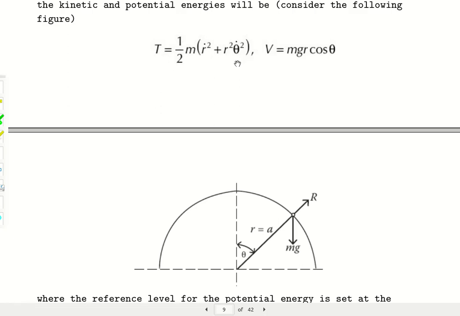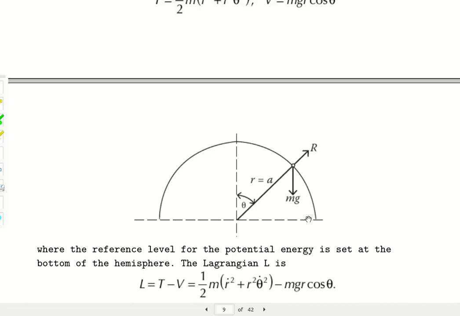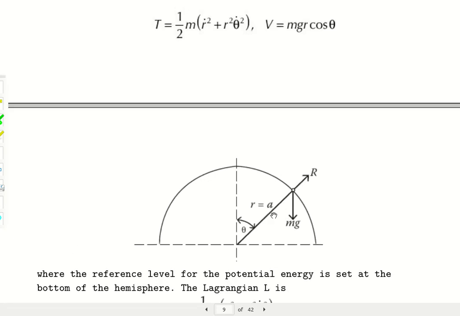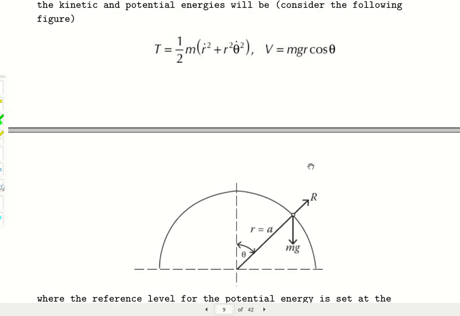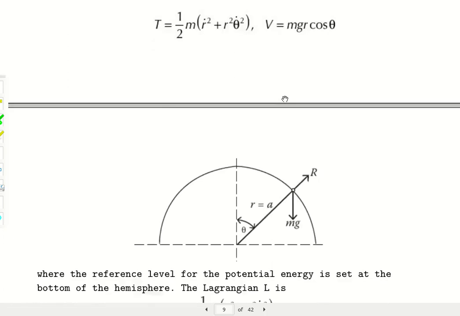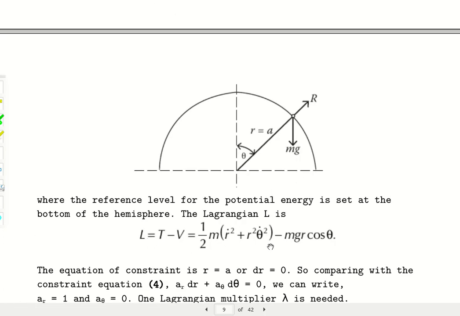V is written like this: r dot square plus r square theta dot square, and the potential energy is mg r cos theta, because your height is r cos theta. Height is actually here, yes, r cos theta. So r cos theta means the height from the bottom of the hemisphere. So mg r cos theta is the potential at this point. So the Lagrangian can be written very easily.